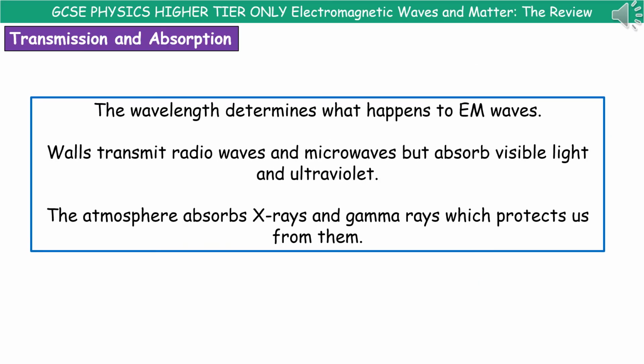One thing to bear in mind when we're trying to work out what's going to happen to waves is that it's all down to the wavelength as to what's going to happen to them. So something like a wall will transmit radio waves and microwaves, but will absorb the visible light and the ultraviolet.